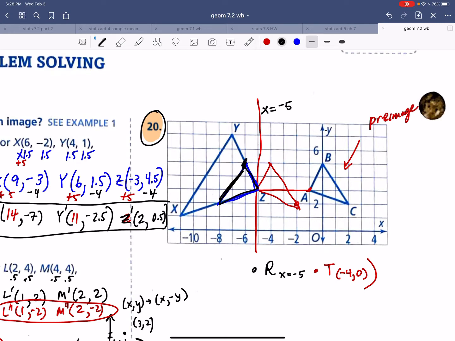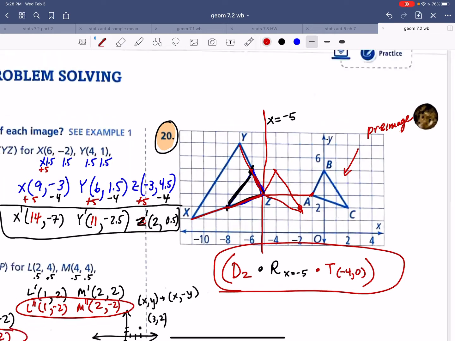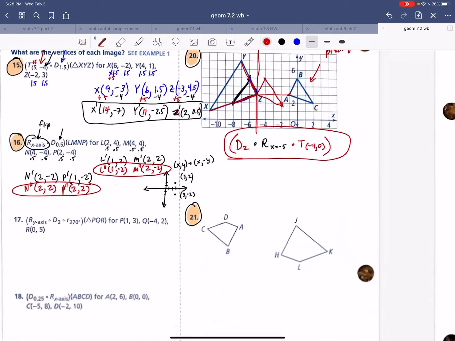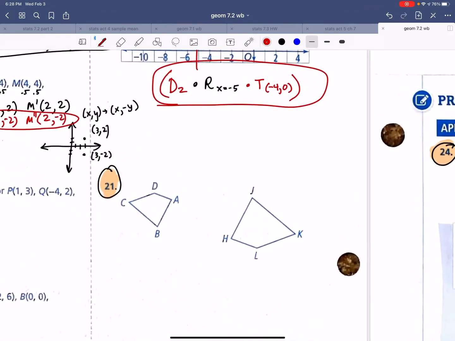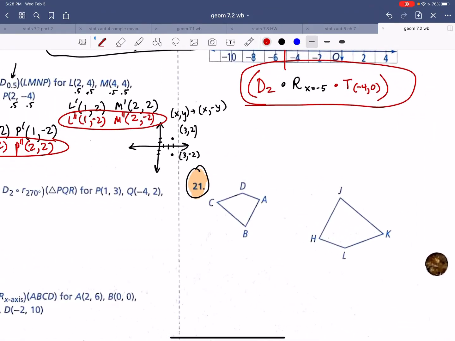And then last, it looks like I want to double it. So, right? So this length has doubled. This length has doubled. So we want a dilation of a scale factor of 2. That is my combination of transformations. All right, now what about this one?